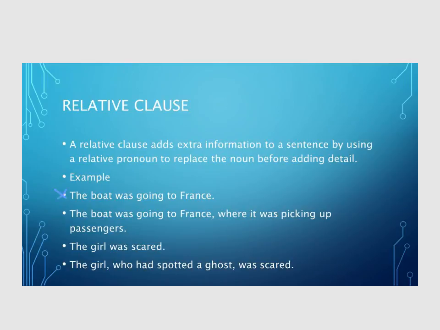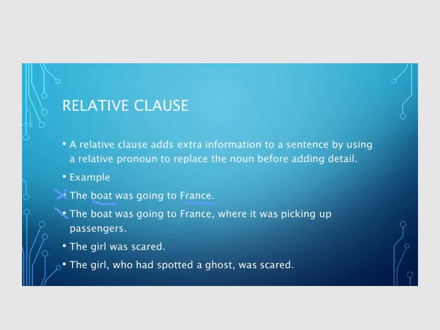So here I have got a nice simple sentence. The boat was going to France. Can you identify the nouns in this sentence? Hopefully you've noticed that boat is a noun and France is a noun. But for the purposes of the relative clause, we're going to focus on the noun boat. Okay, so I've got my simple sentence, the boat was going to France.